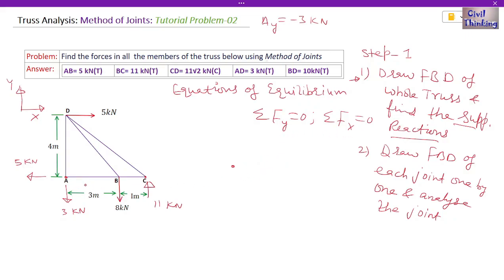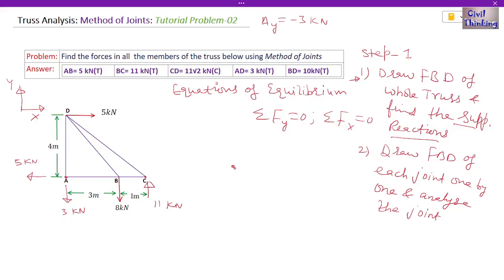And we also assume the member forces as tensile. We will assume all the member forces as tensile, and when we solve and get a numerical value, if we get a negative value, that means our assumption was wrong and the actual force is compressive. But we will begin with the assumption that every force in the truss is tensile force. And the tensile force is shown with an arrow out of the point or away from the joint.